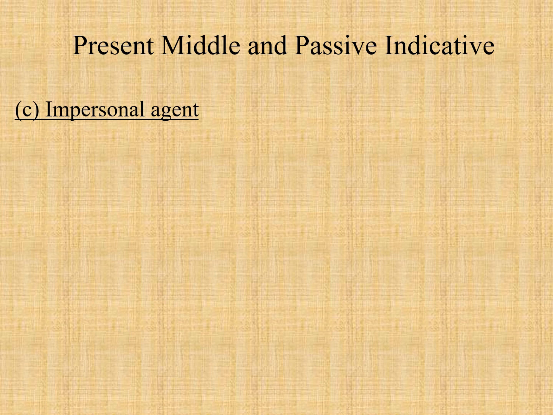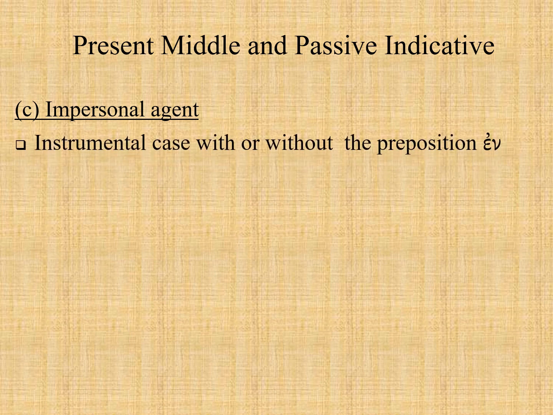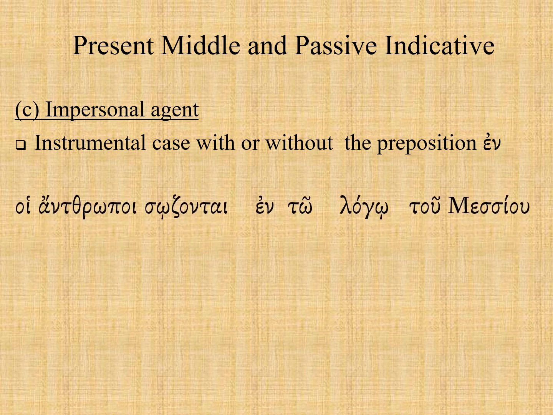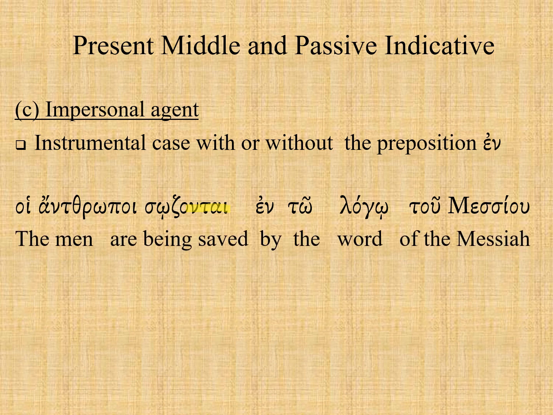Then third, we have the impersonal agent, where we use the preposition en, or sometimes it can be the dative case without the preposition at all. Hoi anthropoi sozontai en to logo tou messiou. And you can see here again, ontai. Here is the verb ending from sozo, to save or rescue. The men, or the people, are being rescued by the word of the Messiah.